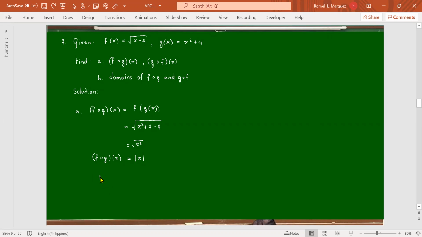What is the domain? Let's write the domain na lang din ito. Domain. So letter B to. What's the domain? Guys? All set of real numbers, right?